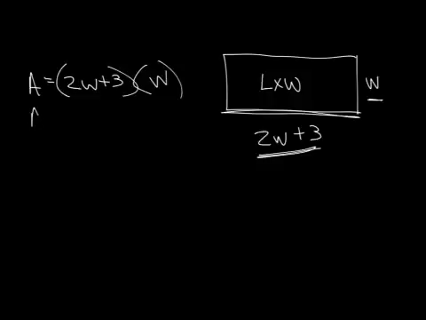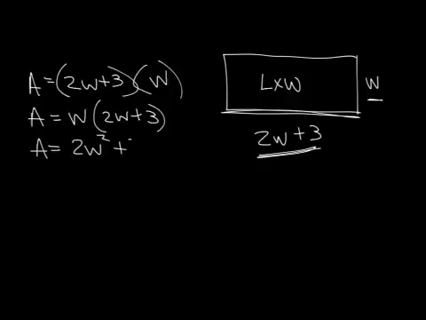Alright, let's just multiply those. And I'm going to rewrite it so that my w is first. Just makes it easier for me. Distribute that w. 2w squared plus 3w. I just distributed that like that. And got 2w squared plus 3w for an answer. Okay, we're going to skip the revenue part, and you should be good to go for exercise 4.5.